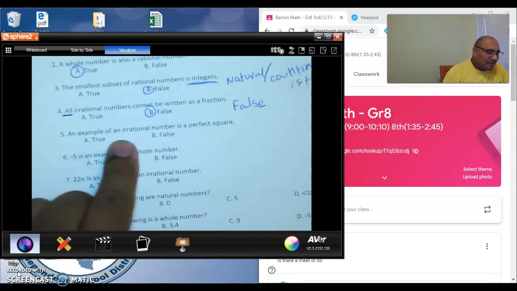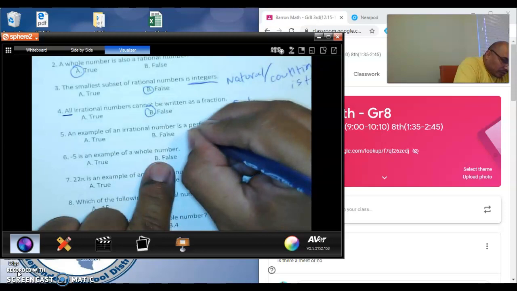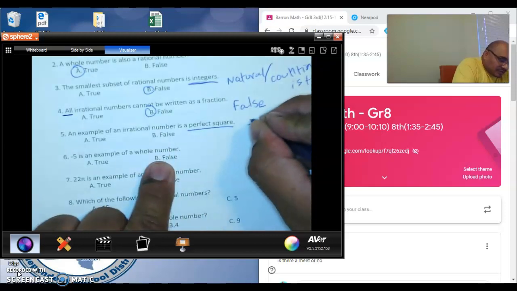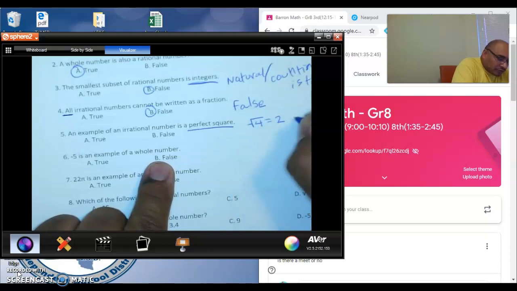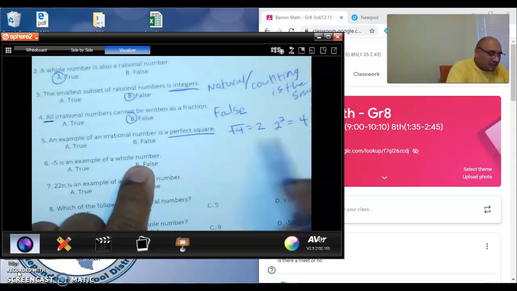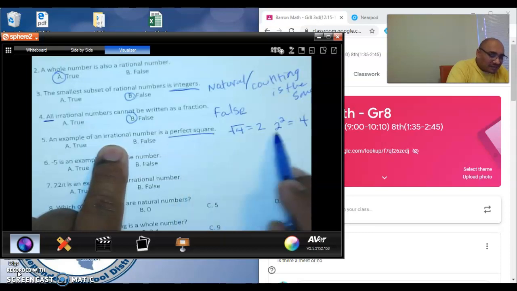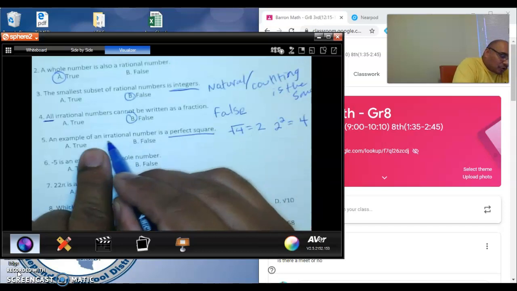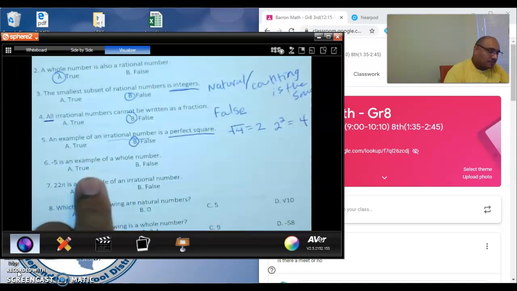An example of an irrational number is a perfect square. A perfect square is going to be like the square root of 4 equals 2. 2 squared is 4. These are terminating, meaning it would not meet the definition of irrational because these are not crazy. These terminate. Irrational are crazy, non-terminating. So this is false.